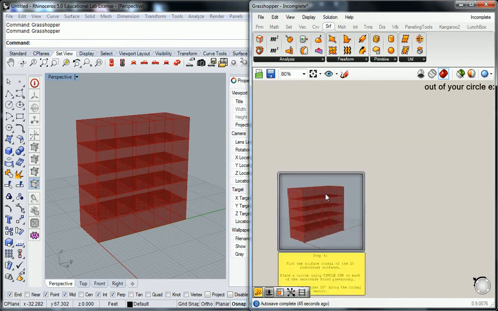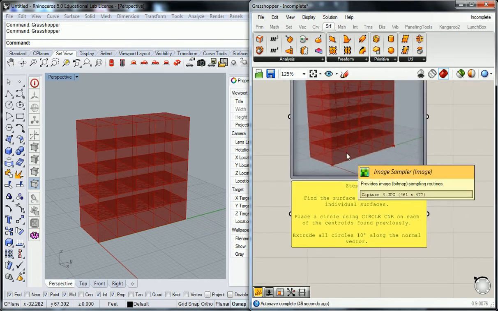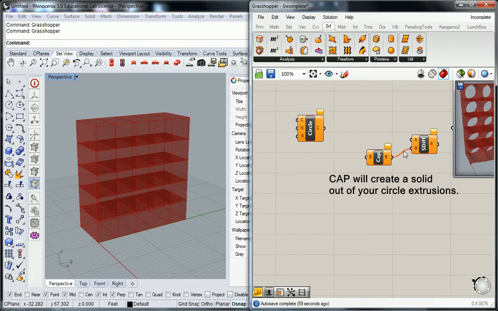But to do the circles, it's basically the same thing, except we're going to extrude a curve instead of a surface. And then we have to cap that curve in order to make it a solid. So that's what you're seeing over here, where it says Cap will create a solid out of your circle extrusions.